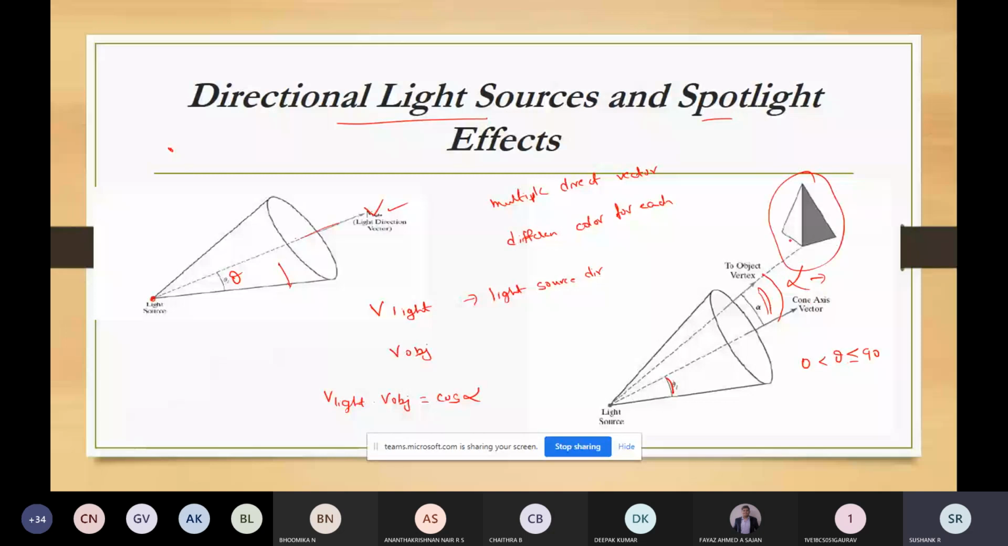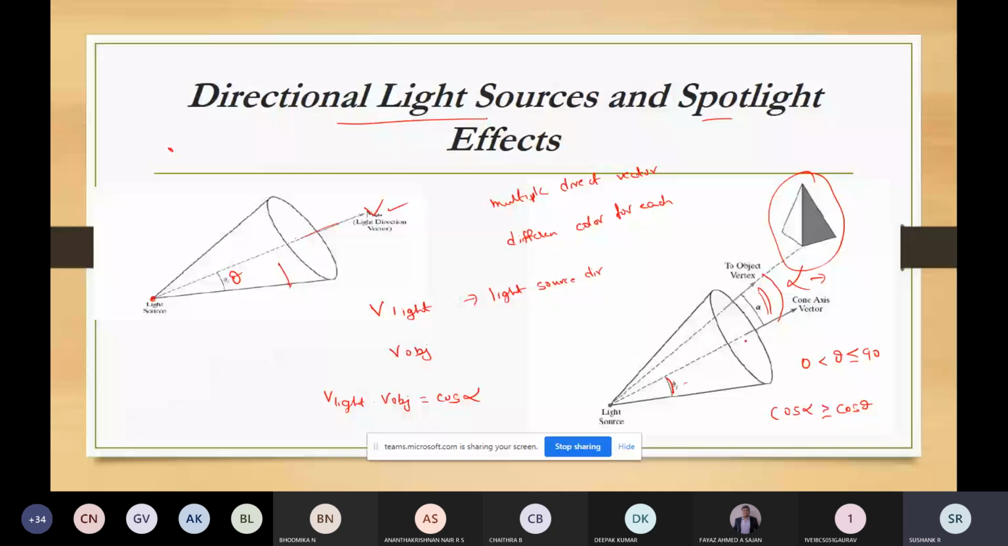Then this object will be visible if cos alpha is greater than or equal to cos theta. So the object will be visible only when the value of alpha is less than theta, or when the value of cos alpha is greater than or equal to cos theta. You can make this out from the image itself. If the value of alpha is within theta, then only this object will be visible.